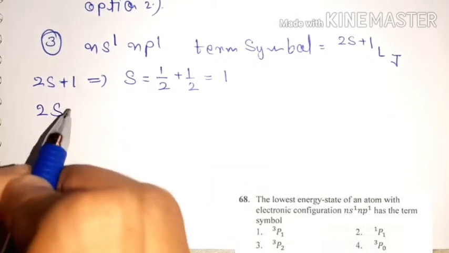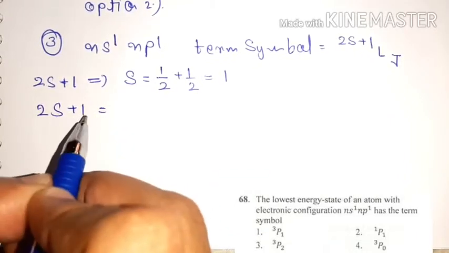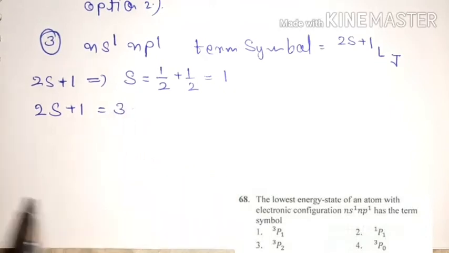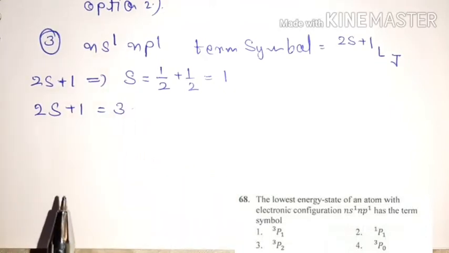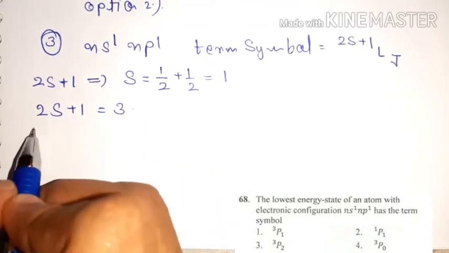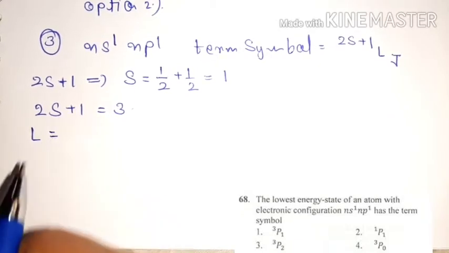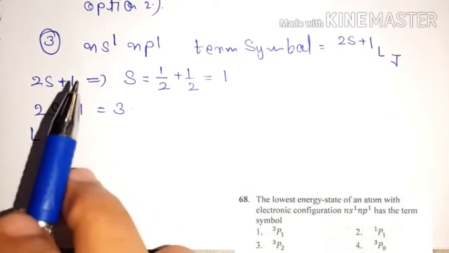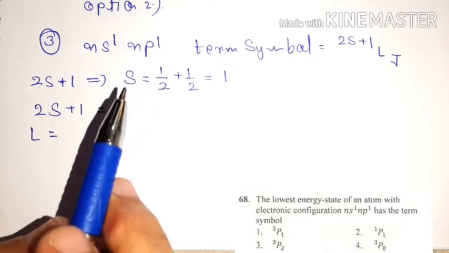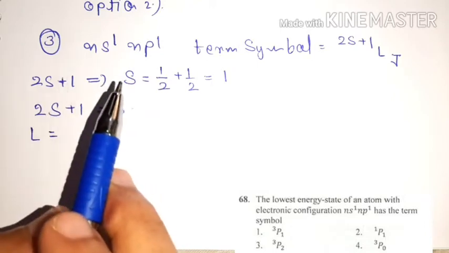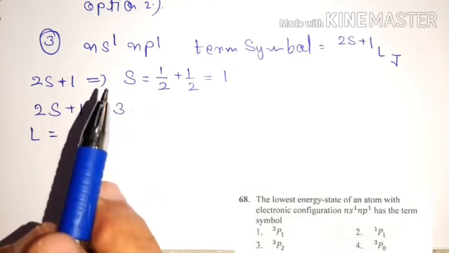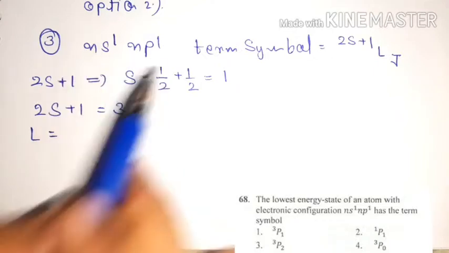So the value of 2S plus 1, so 2 into 1 plus 1, that is 2 plus 1, is 3. So the value of 2S plus 1 is 3. Now you must find the value of L. L is the sum of the azimuthal quantum numbers of the unpaired electrons present in your electronic configuration. So here we have 2 unpaired electrons.